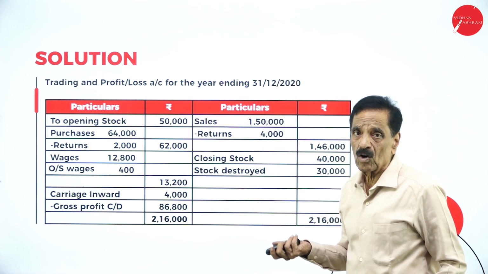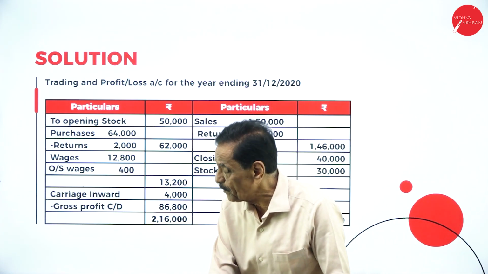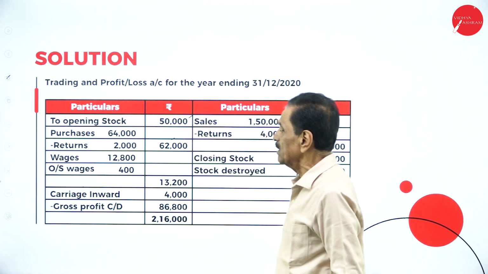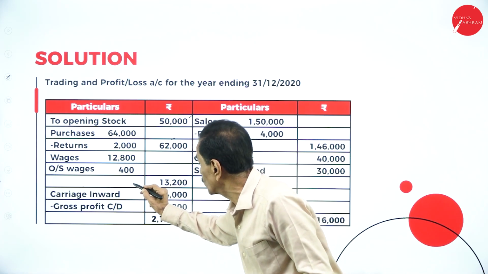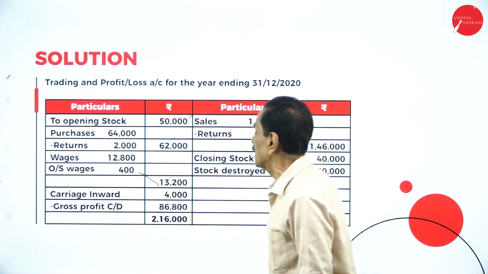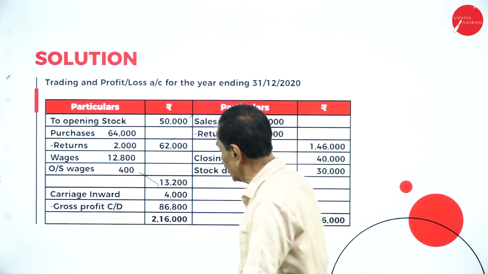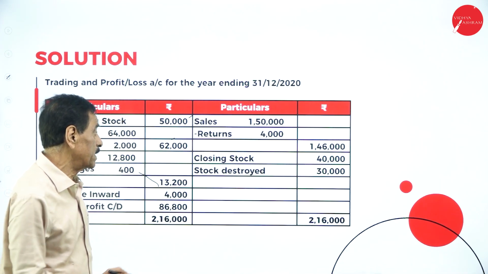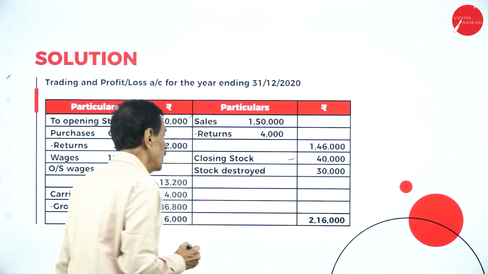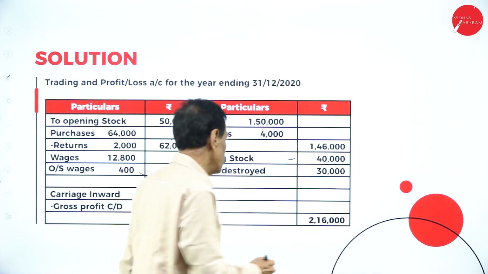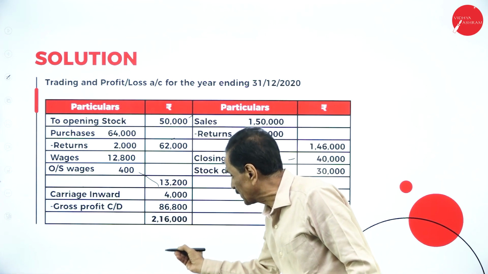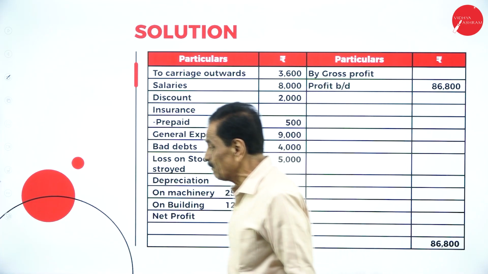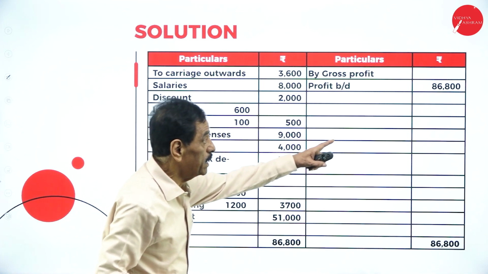So the closing stock becomes the opening stock. Opening stock becomes 50,000. Purchase minus return 62,000. Wages 12,800, add outstanding 400, it becomes 13,200. Carriage inward is 4,000. Sales minus return 1,46,000. Closing stock 40,000. Stock destroyed 30,000. If the credit side is more than the debit side, whatever the difference comes, that is called the gross profit. We move to the P&L account. By gross profit brought down 86,800.